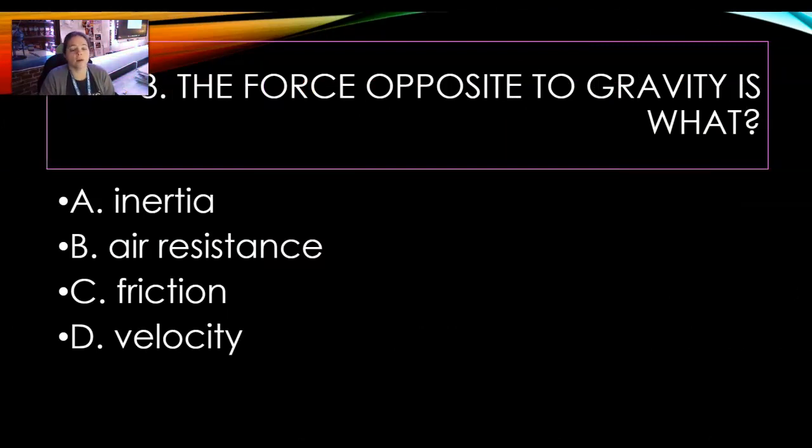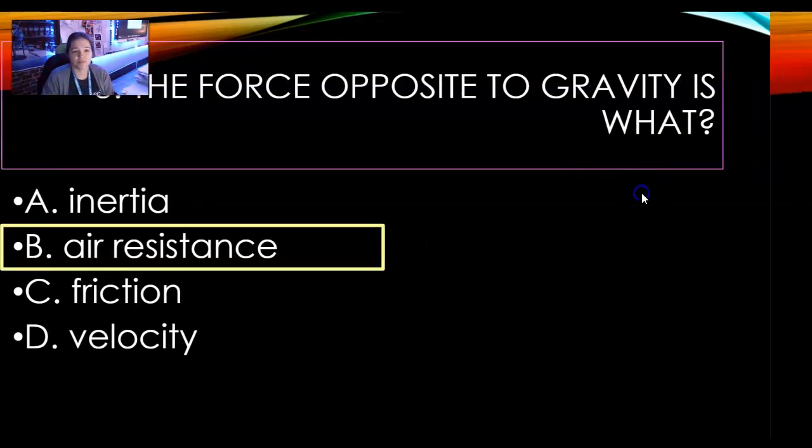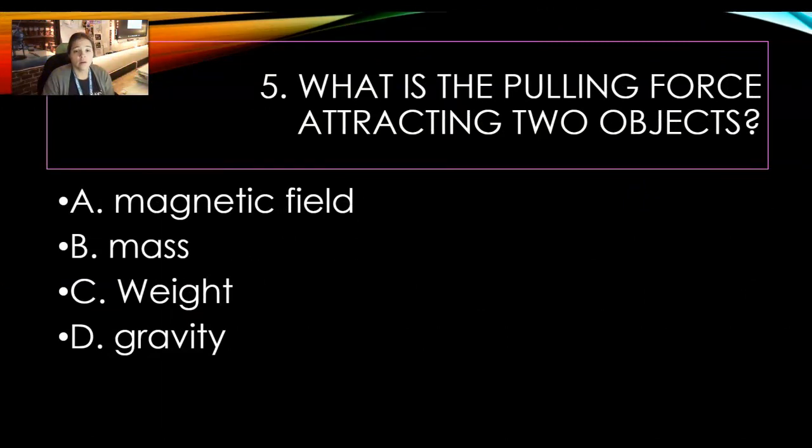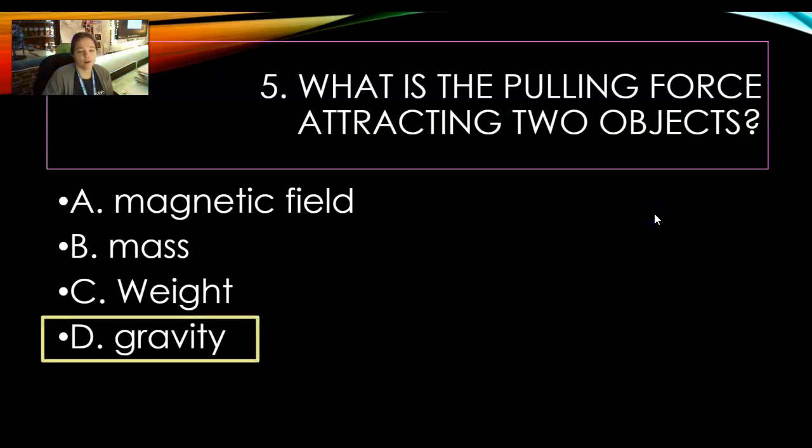The force opposite to gravity is called what? Is it inertia, air resistance, friction, or velocity? It's going to be air resistance. What does not change when an object's location in space changes? Its weight, its work, its mass, or its power? This one's going to be mass. What is the pulling force that attracts two objects? Is it the magnetic field, the mass, the weight, or the gravity? It's going to be gravity.